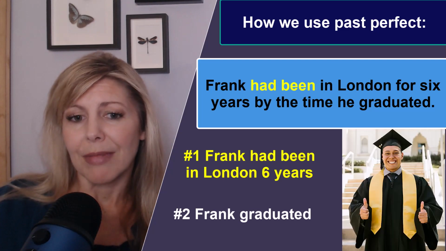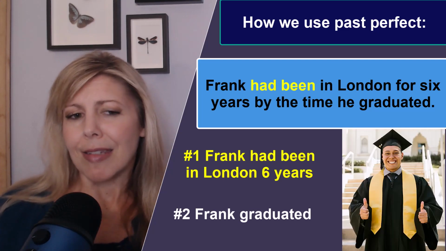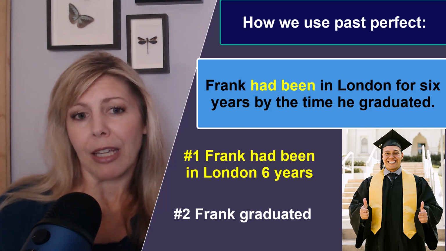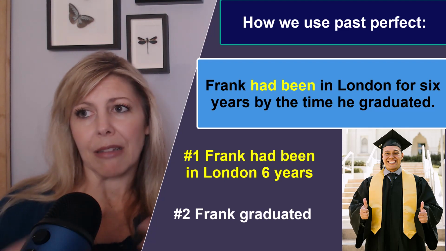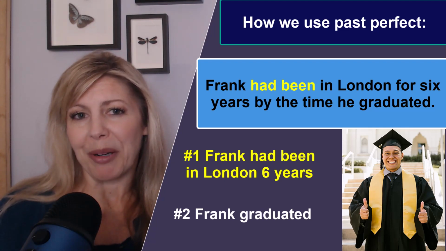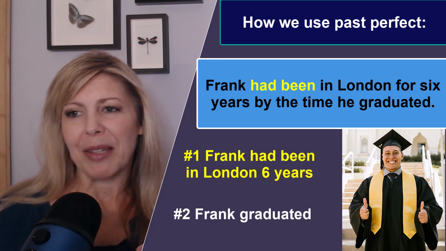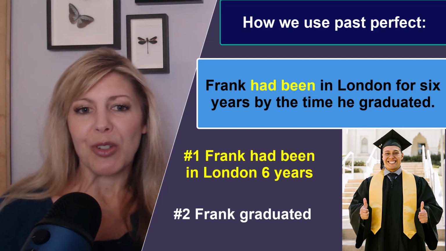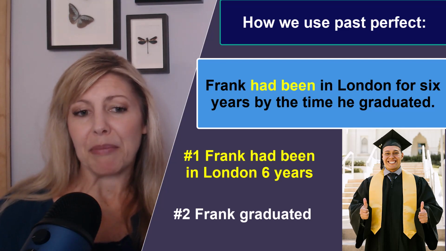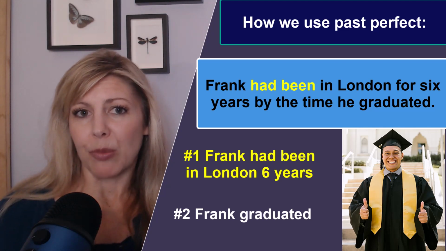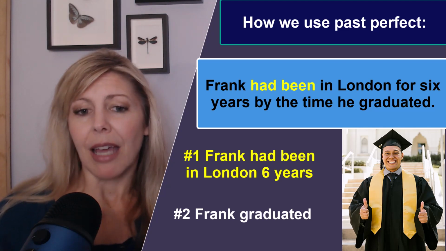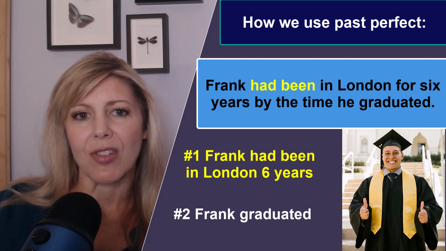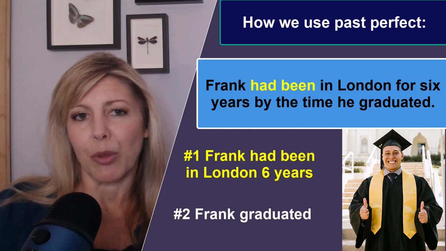He graduated. So, I cannot say Frank had been being in London, if I want to say be. I could say Frank had been living in London, but that's a different grammar. That's a different tense. So that's like past perfect continuous, and we haven't gotten to that yet. But this one is just past perfect, had plus the past participle, be, which is been, had been in London 6 years. And notice that the second event is in the simple past.